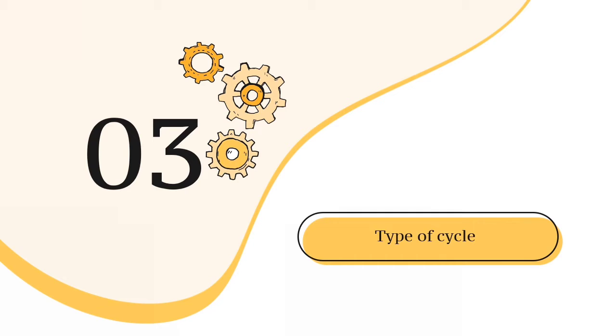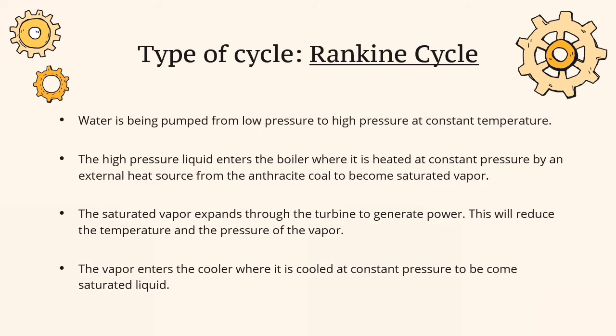Moving on to the next part, which is the type of cycle. For the type of cycle, we use the Rankine cycle. Water is pumped from low pressure to high pressure at constant temperature. The high pressure liquid enters the boiler where it is heated at constant pressure by an external heat source from the anthracite coal to become saturated vapor. The saturated vapor expands through the turbine to generate power. This will reduce the temperature and the pressure of the vapor. The vapor enters the cooler where it is cooled at constant pressure to become saturated liquid.